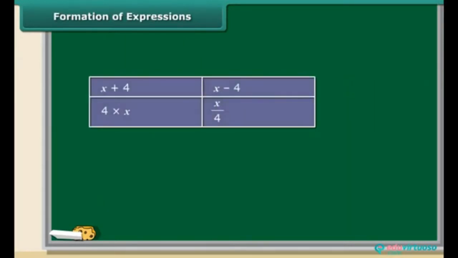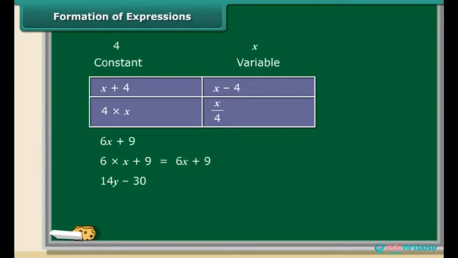Algebraic expressions are formed by combining variables and constants with the help of addition, subtraction, multiplication, and division. Let us see how the algebraic expression 6x plus 9 is formed. It's really simple. First multiply variable x with constant 6, then add a constant 9 to the product. Similarly, 14y minus 30 is obtained by first multiplying y by 14 and then subtracting 30 from the product.